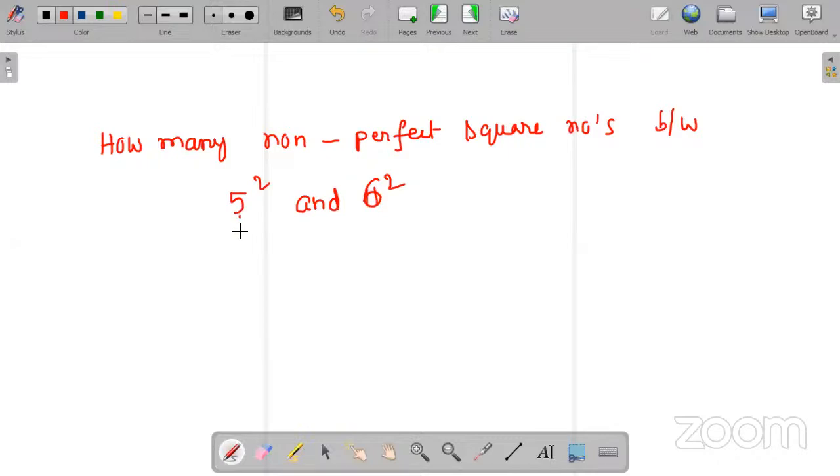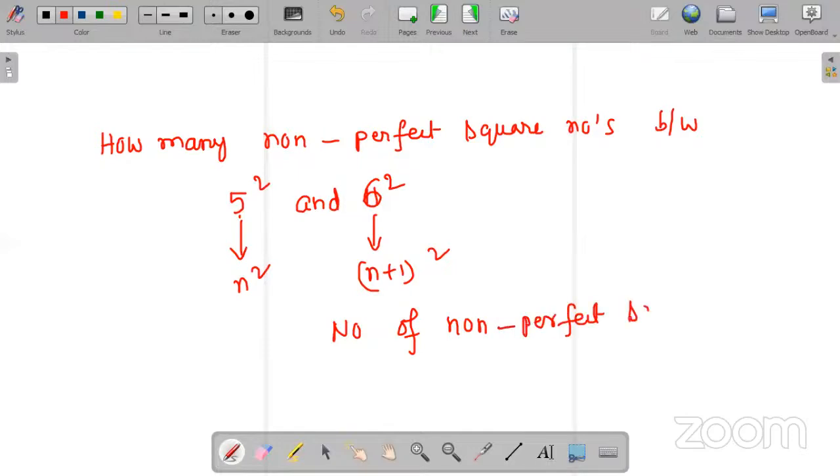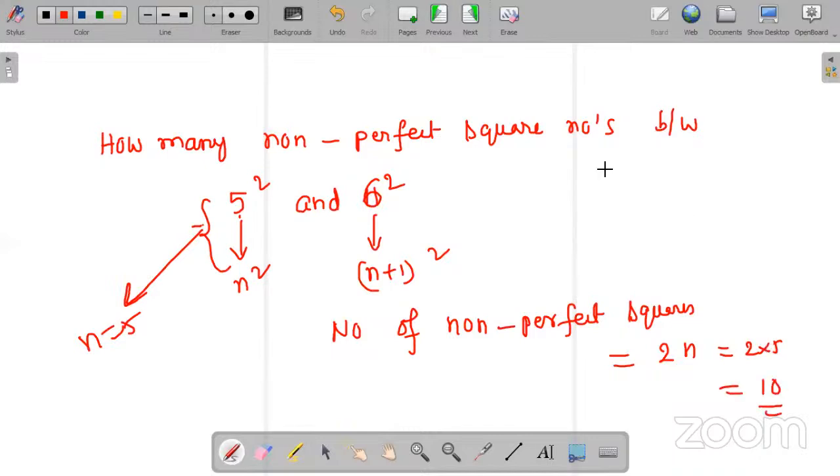Simply, here this is in the form of n square. This is in the form of (n plus 1) square. So the number of non-perfect squares is equal to, we have the formula. What is the formula? 2n. That means here n is equal to 5. So 2 into 5, there will be 10 non-perfect square numbers. So now I will give one question to you. Try to solve it.